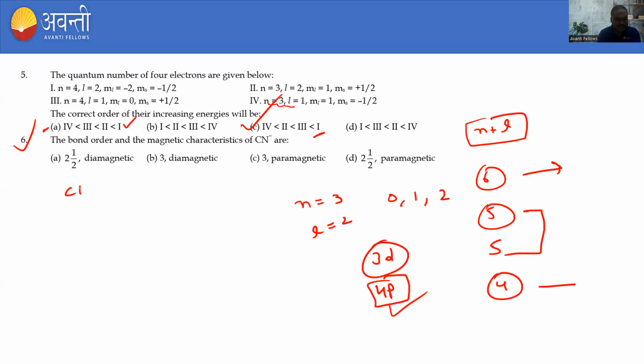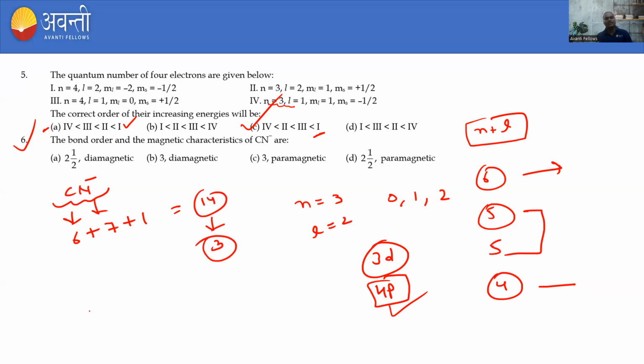So basically, if you're considering CN negative ions, we know the trick: carbon has 6 valence electrons, nitrogen has 7 valence electrons plus 1 for the negative charge. So 7 and 6, 6, 6, 12, 13, 14. So 14 gives bond order 3. We already discussed this: this is the electron sum and this is the bond order.